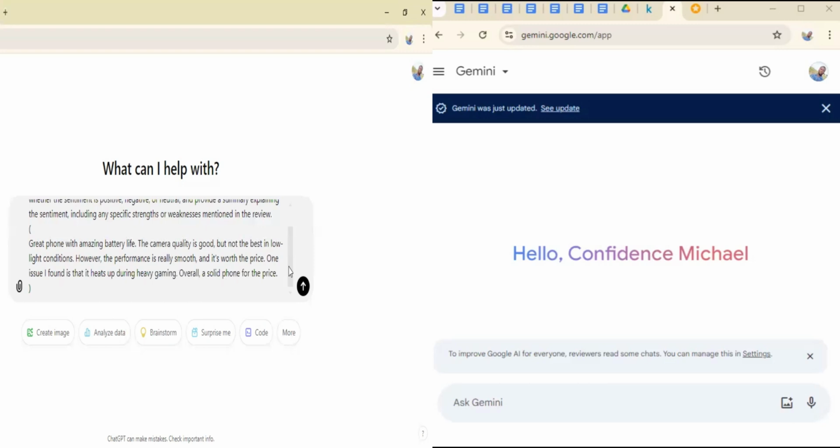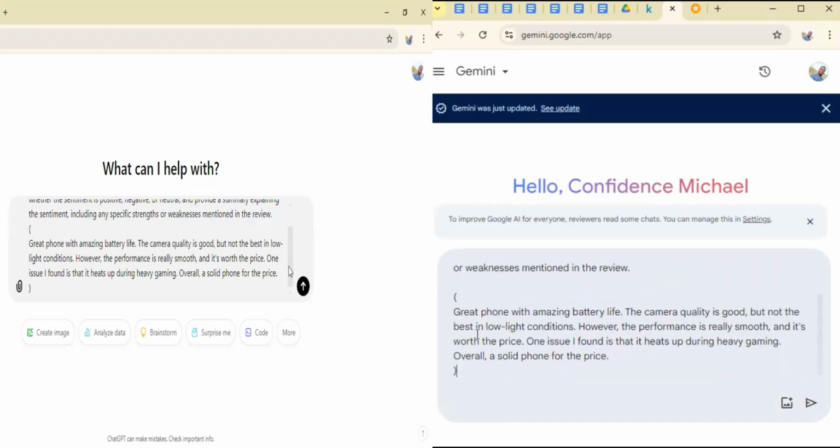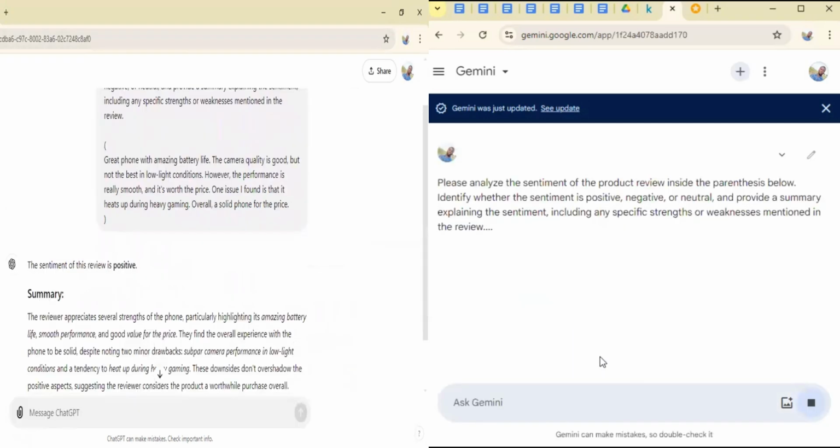So I'm also going to paste this same prompt I have given to ChatGPT into Gemini, so that it will generate the same analysis for me. Same thing here too: please analyze the sentiment of the product review, identify whether the sentiment is positive, negative, or neutral, provide a summary explaining the sentiment. Everything is the same as what I have here. So let me click to run the prompts. Let me also run this one too.